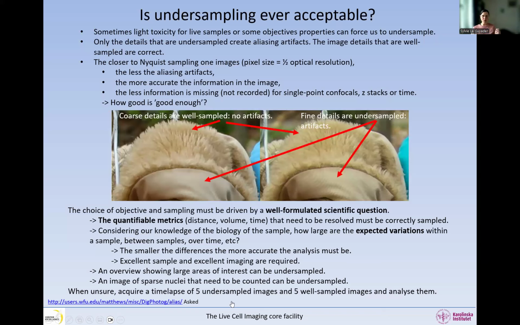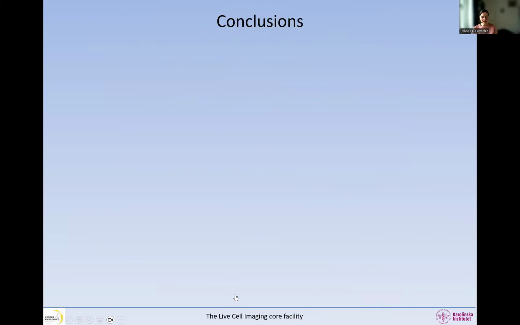If you're not sure, what do you do? You take a little time lapse of 5 undersampled images, the way you would like to sample them, for example. Then you take 5 images of the same image, but acquired with Nyquist sampling, and you run through your analysis and see what the differences are in the result. Okay. This way you can see if the undersampling and the artifacts that you're creating in your image influence the results that you have.